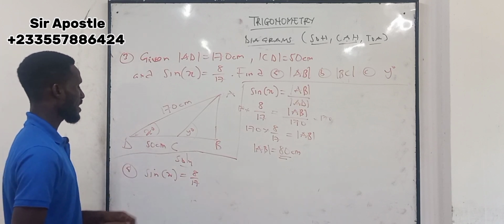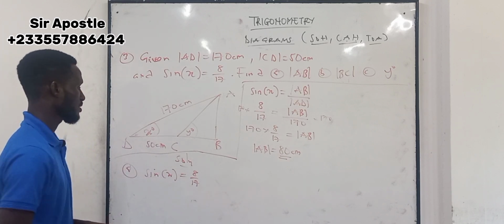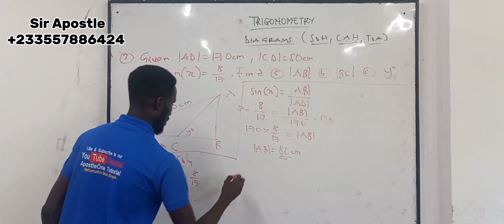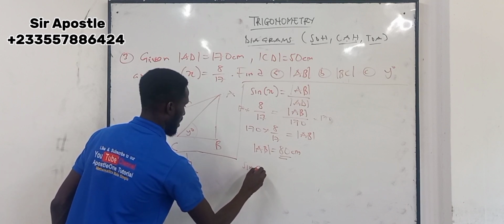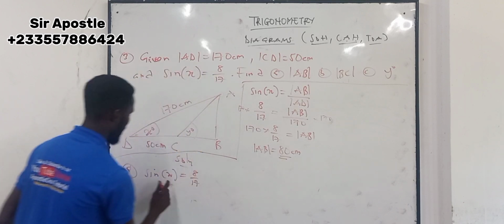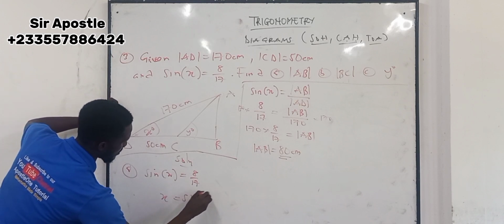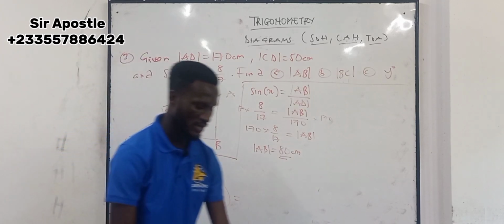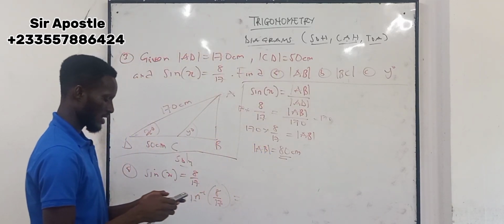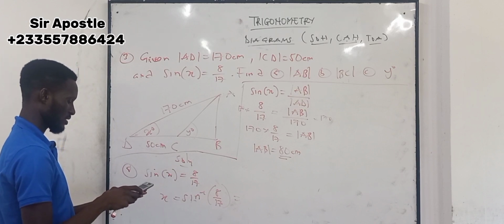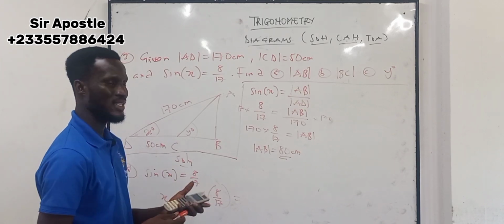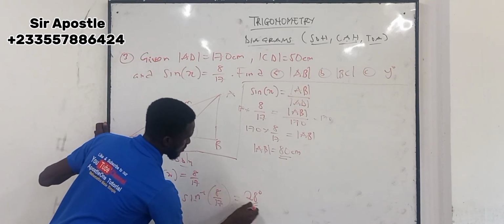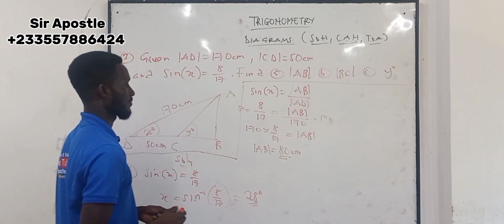Now, before we can solve for BC, I want to solve for the angle X. I want to solve for the angle X, then I'll use SOH to solve for the BC. So X will be equal to sine inverse of 8 over 17. Sine inverse of 8 over 17 will give us 28.07. I want to round it to the nearest whole number, 28. So it means here is 28 degrees.